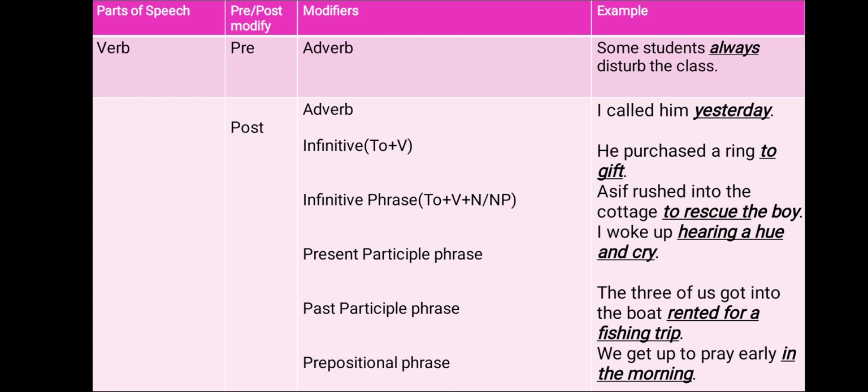Present participle phrase. I woke up hearing a hue and cry. Hearing a hue and cry is a present participle phrase here. Past participle phrase. The three of us got into the boat rented for a fishing trip. Okay, we got rented for a fishing trip as a past participle phrase to post modify the verb. Prepositional phrase. We get up to pray early in the morning. Here in the morning is a post modifier of the verb.